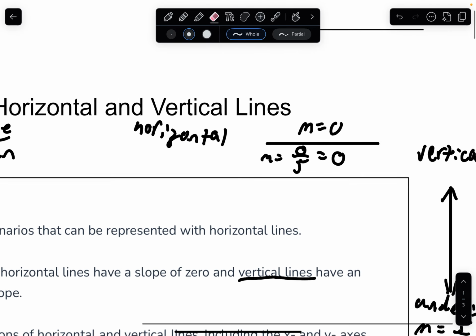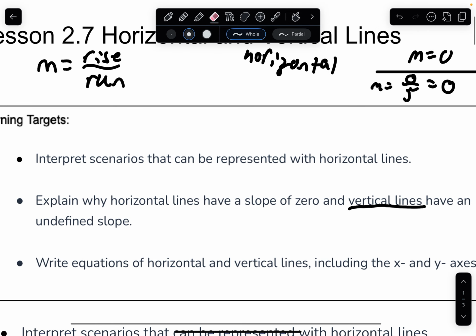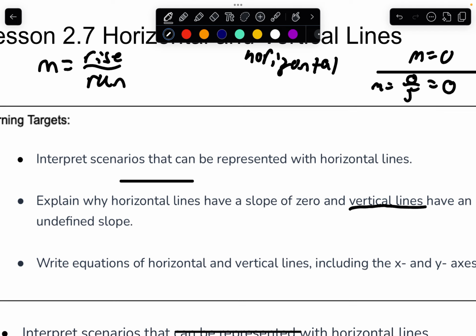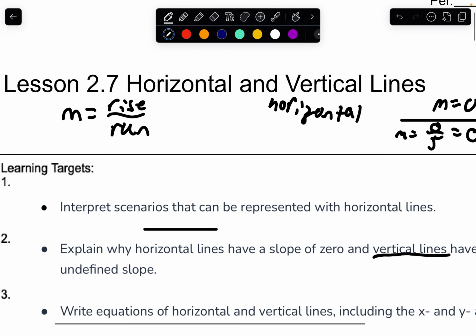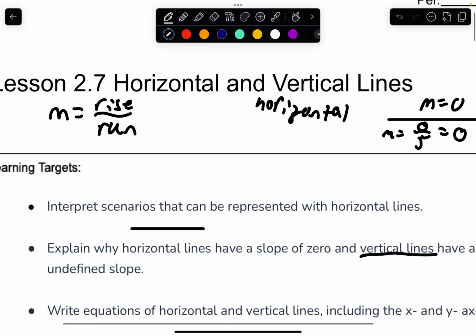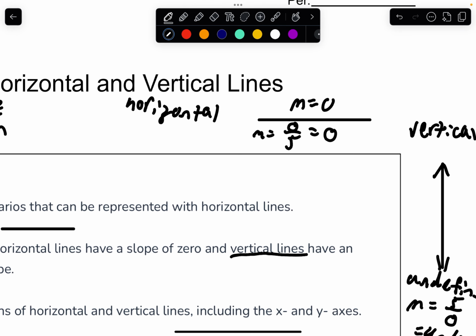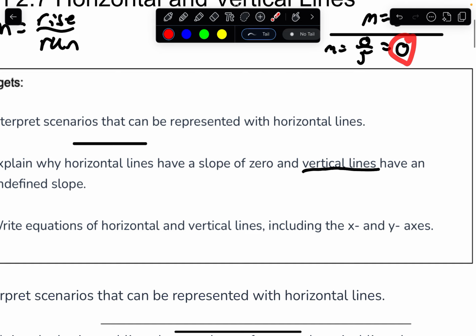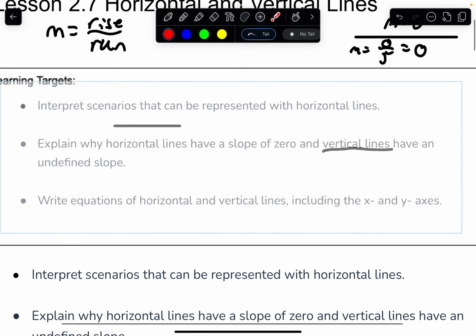So first of all, a horizontal line is a flat line. It's flat. That's horizontal. By the definition of slope as rise over run, a horizontal line has no rise. That's what this is: 0 rise, and it can be any run. And 0 divided by a number is 0. That is why horizontal lines have a slope of 0.